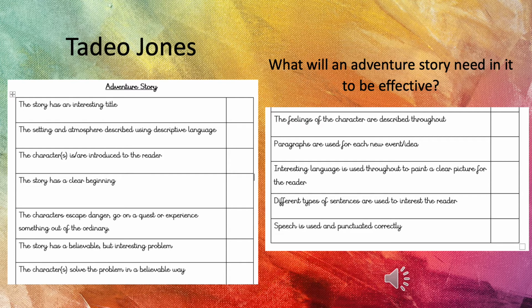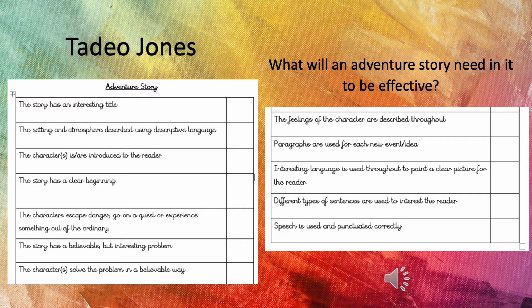The setting and atmosphere needs to be described using descriptive language like adjectives, verbs and adverbs. The characters are introduced to the reader. The story has a very clear beginning. The characters escape danger, go on a quest, or experience something out of the ordinary. The story has a believable but interesting problem.